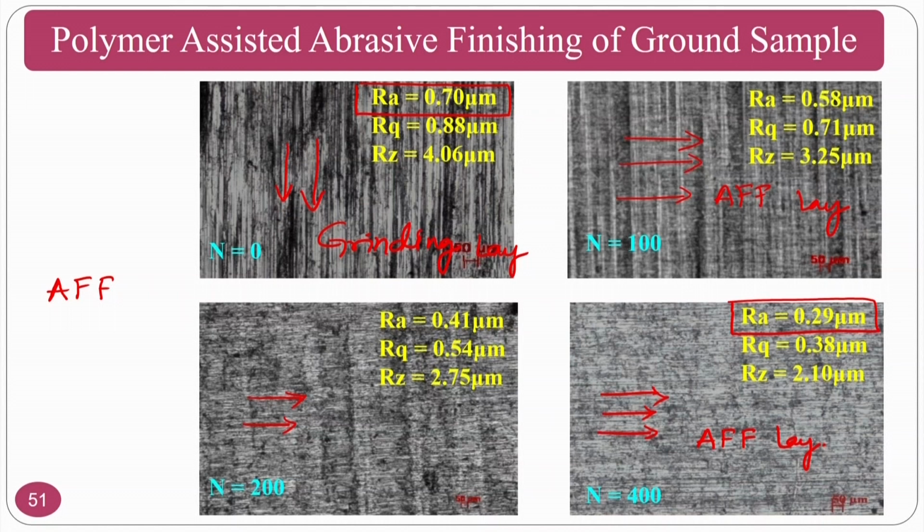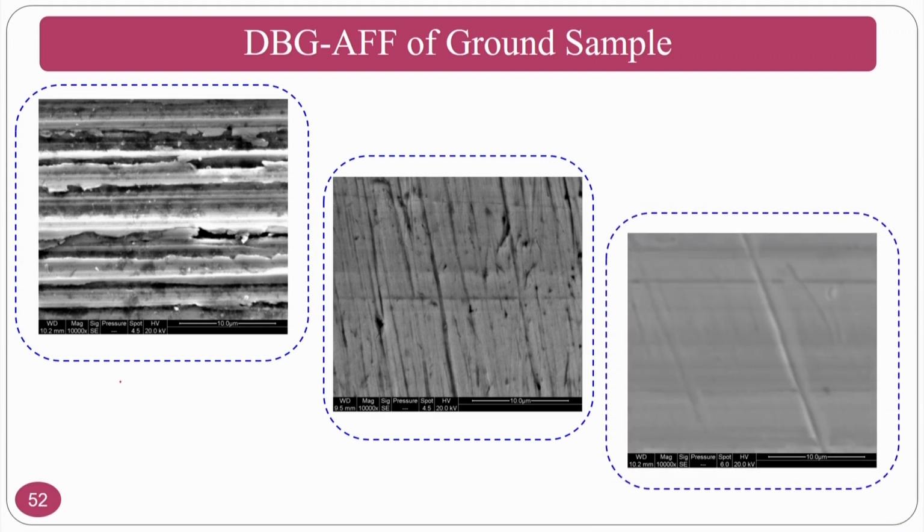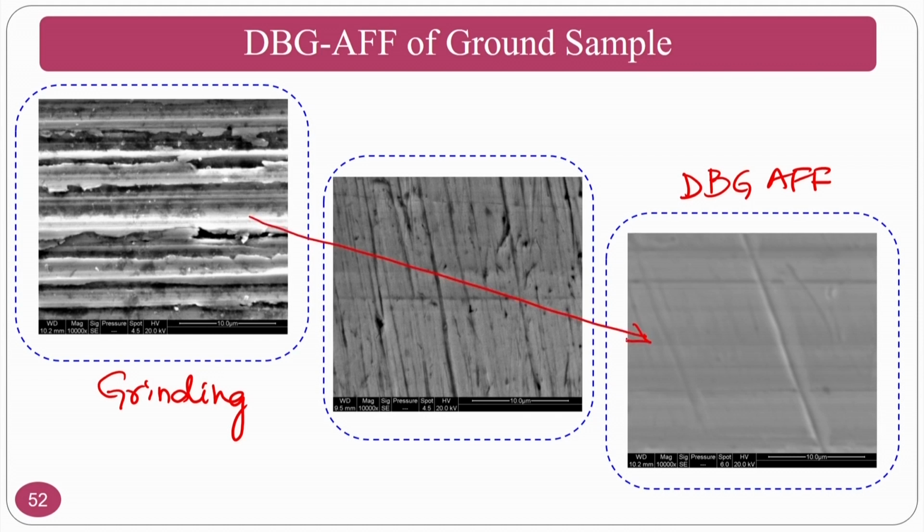This is the beauty of the polymer assisted abrasive finishing process. Okay. That is why you are going to study these processes. Some of the processes you will also study are the drill bit guided abrasive finishing process. This is the grinding surface, and this is the drill bit guided abrasive flow finishing process. Okay, you can see the transformation, how the surface is transforming. This transformation is required whenever you want a mirror like surface roughness and other things.